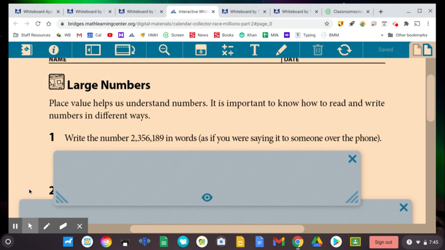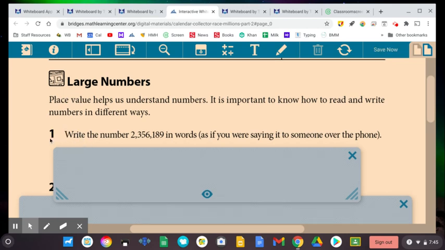So notice number 1. It says write the number. Oh goodness, who can pronounce that number? Raise your hand, pause the video, pronounce the number, and then start the video up again to see if you pronounced it correctly. So here we go. Pause the video.